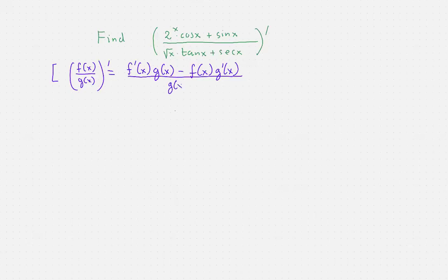Then we will need the product rule. The derivative of the product of two functions is the derivative of the first times the second plus the first times the derivative of the second.